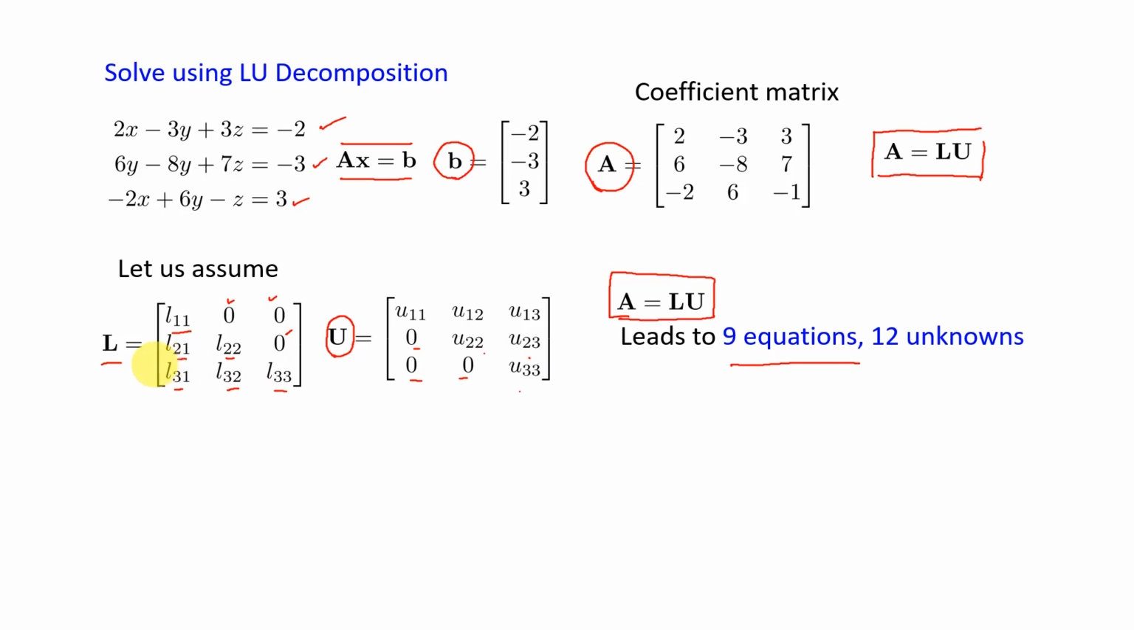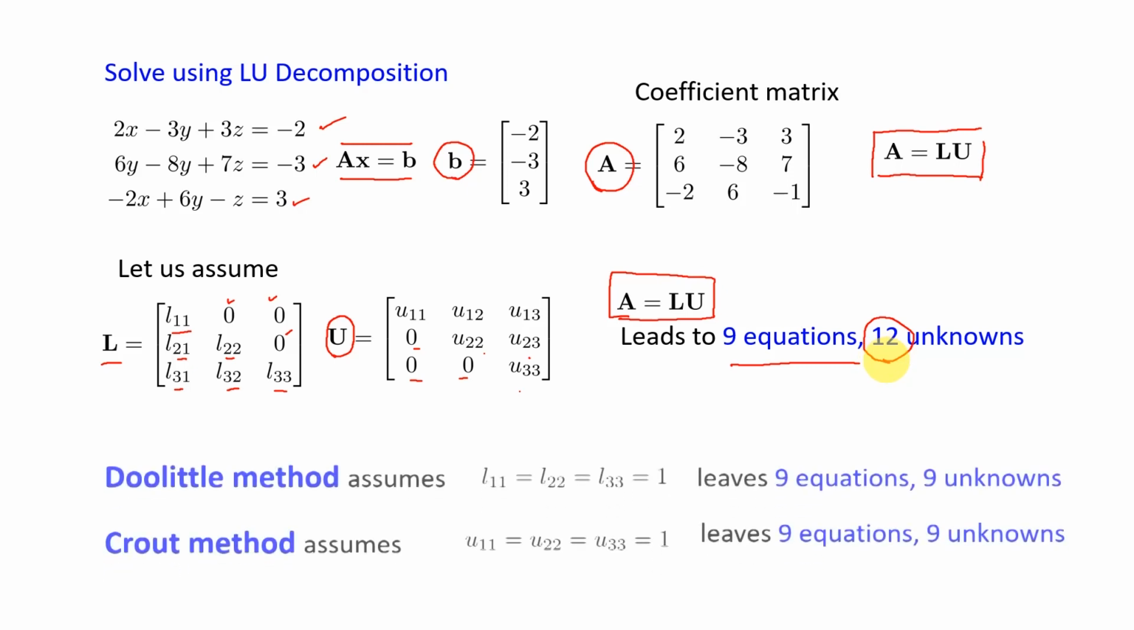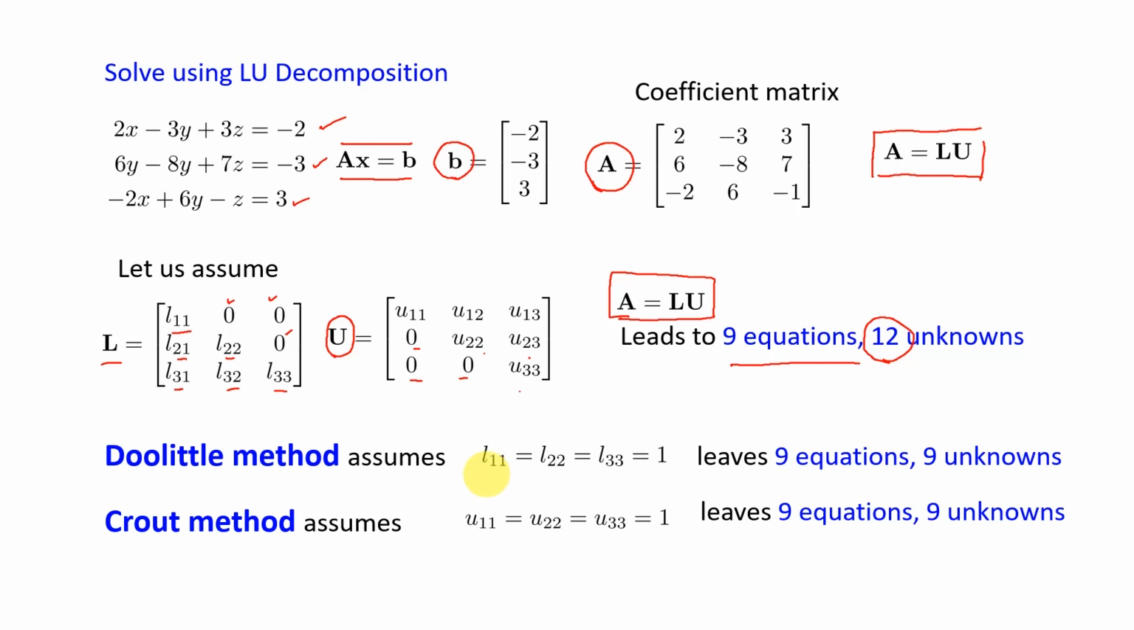But if we look at this L and U, I see that each of these matrices has 6 elements, so we have a total of 12 unknowns. It is not possible to find 12 unknowns just from 9 equations uniquely. So what we do is we can assume some of these elements, such as these diagonal elements of the lower triangular matrix, to be 1. If we do so and then we try to solve this system, then we have 9 equations and 9 unknowns.